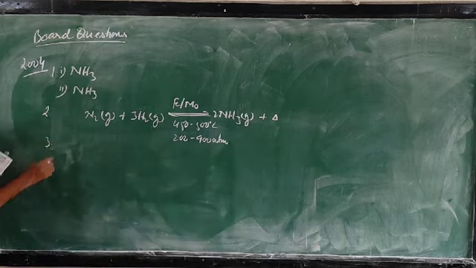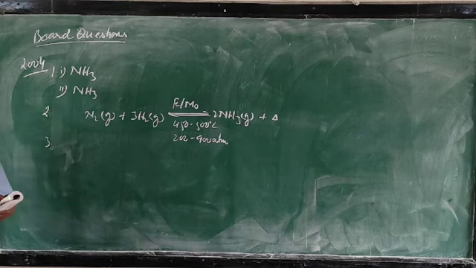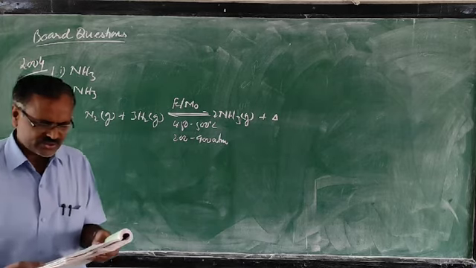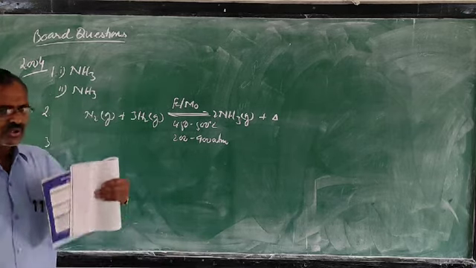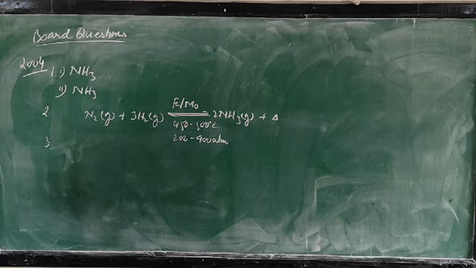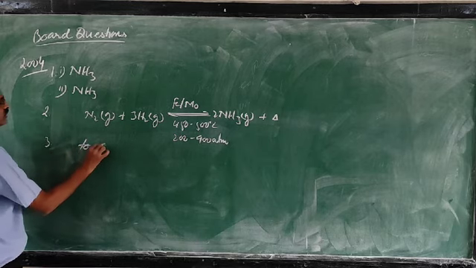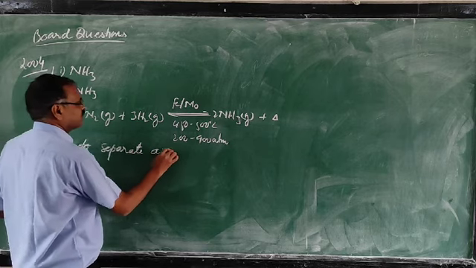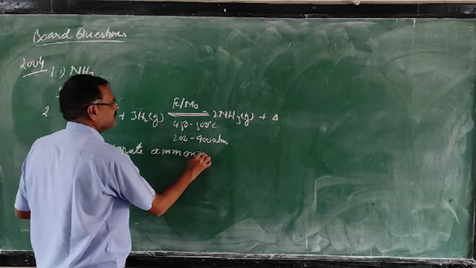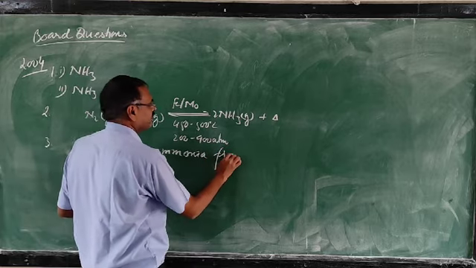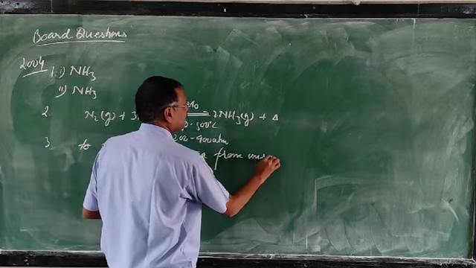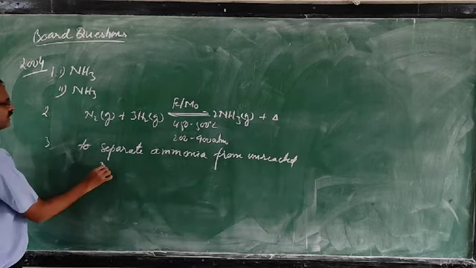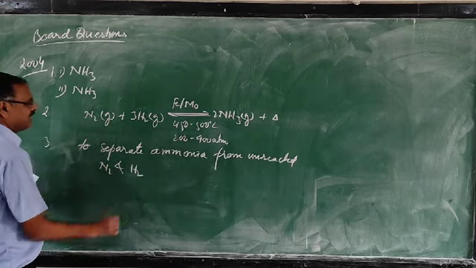So next one is the third one, 2004. State the purpose of liquefying ammonia produced in the process. So what is the purpose? To separate ammonia from unreacted nitrogen and hydrogen.